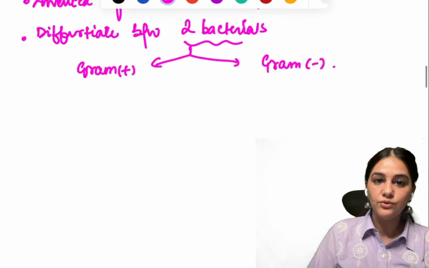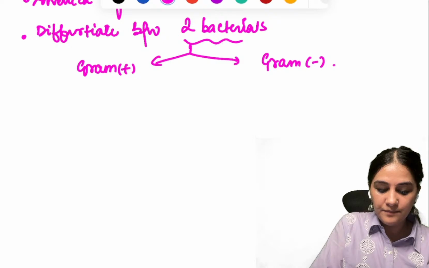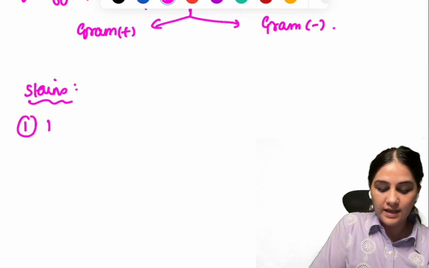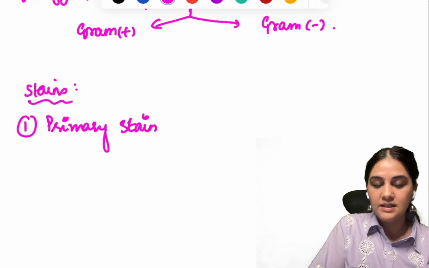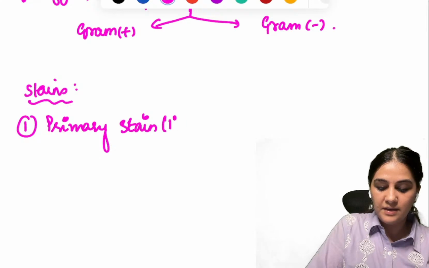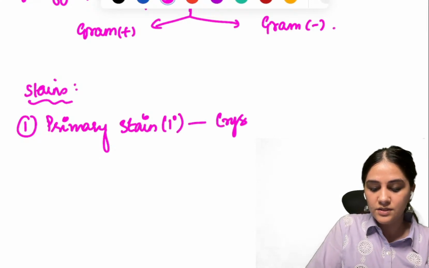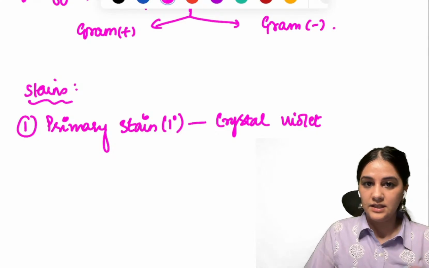So what did he do? Let's see what all things you require in a gram stain. So what are the different stains that you require in a gram stain, right? So the first thing is known as a primary stain. The primary stain is actually the first stain that is going to stain everything. So this is the primary stain. And here, what is the primary stain that we use? We use crystal violet, right, as a primary stain.